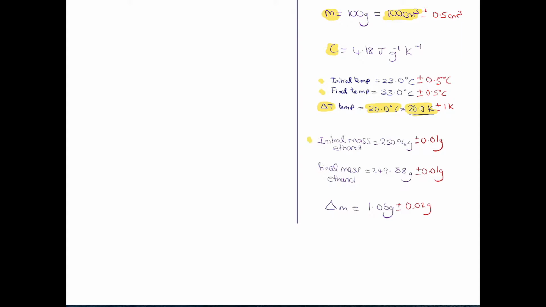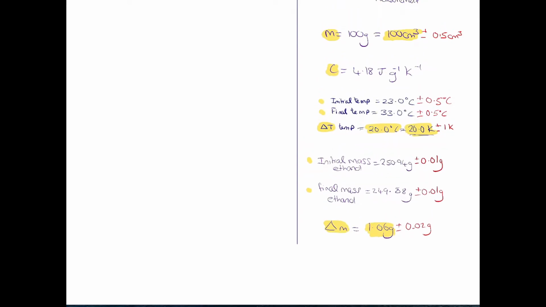Then we also need the initial mass of the ethanol, which is 250.94 grams. The final mass of the ethanol once it's been burned to raise that temperature of 20 degrees Celsius. So that final mass is 249.88 grams. And then the difference between those two masses, I've called delta M, which is the change in mass, and that's 1.06 grams.